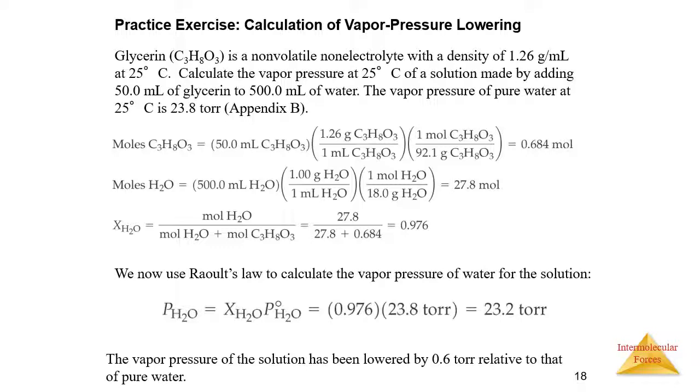So then we can use Raoult's law to calculate the vapor pressure, because we know that the pressure of the water is going to equal the vapor pressure. So if you do your 0.976 times your 23.8 torr, that's going to give you 23.2 torr, and that is going to be lower than the vapor pressure that we started off with, which was, let me go back to the problem, 23.8. Yes, so 23.2 is 0.6 lower than 23.8.